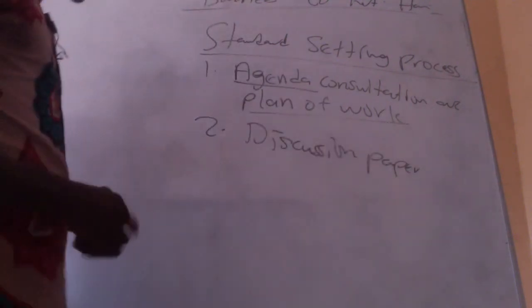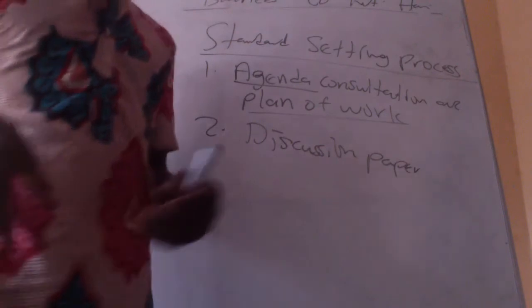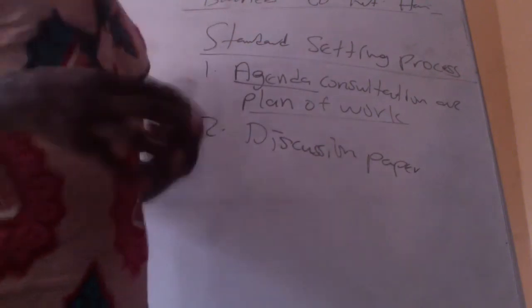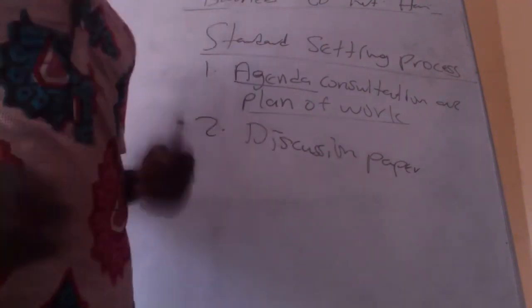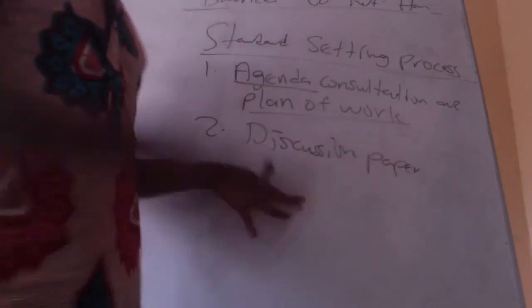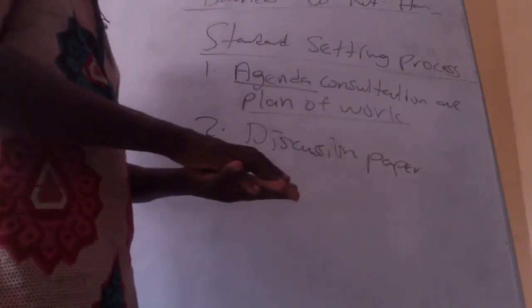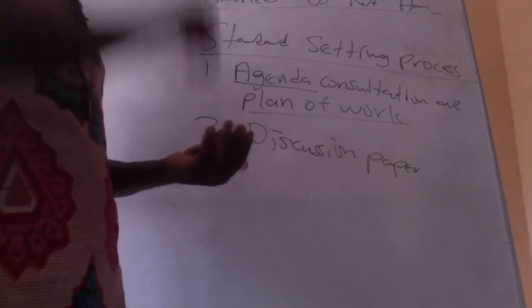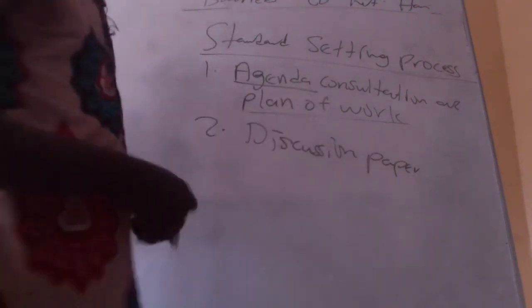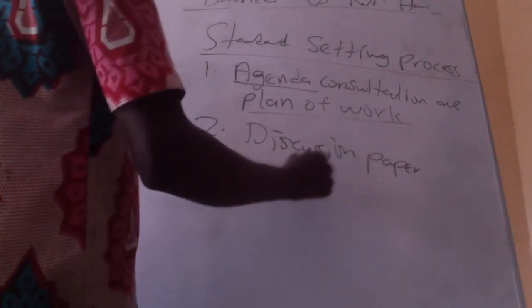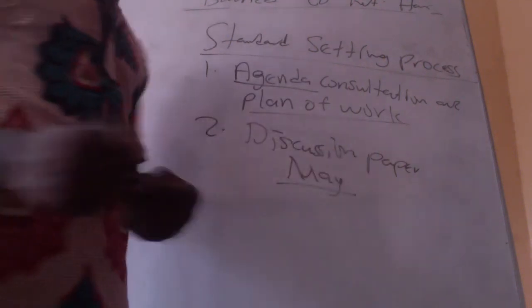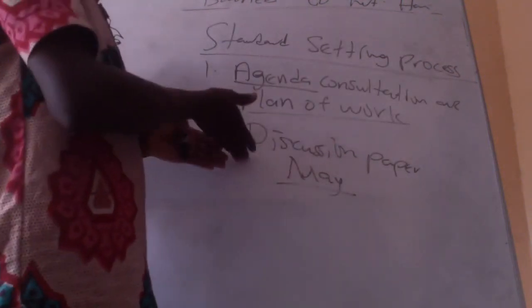Now with the discussion paper, I call it the skeleton version of the standard. After they plan the work, they put the plan of work into a note form or written form, and call it a discussion paper. They may send it to the general public for comment, but it's not compulsory because it's the introduction stage.